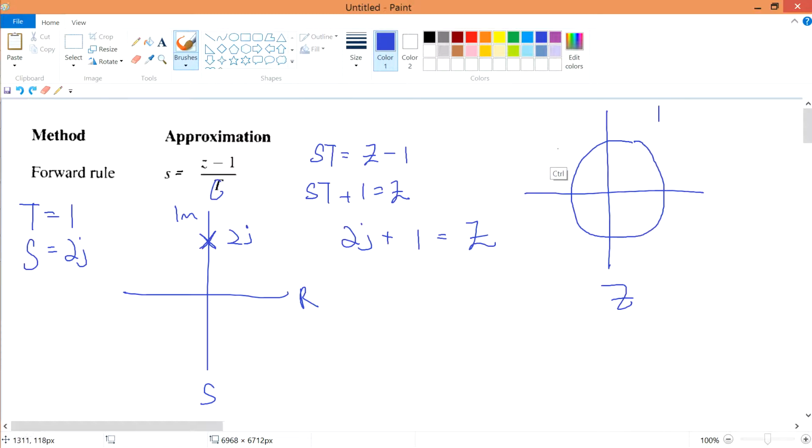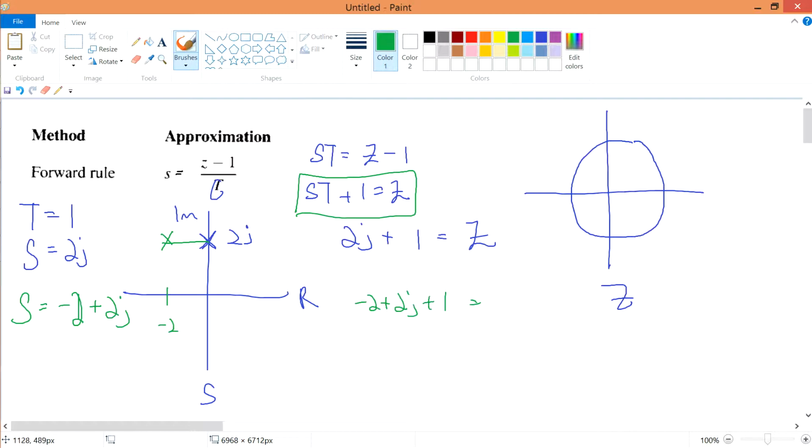So maybe another example, although I have set the wrong question, never mind, I just do another question. Still the same thing, T equals to 1, if my period is equal to 1, and my s is equal to, for example, minus 2 plus 2j, sorry. So I will have something over here. This is minus 2 and this is plus 2j. If I just substitute into this equation over here, I'll have minus 2 plus 2j plus 1 is equal to z.